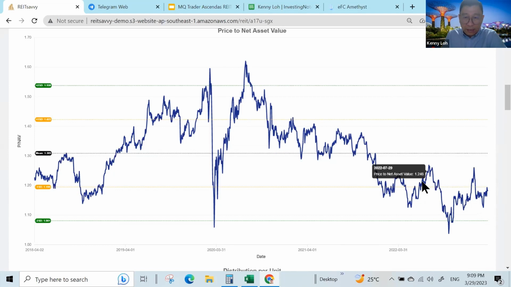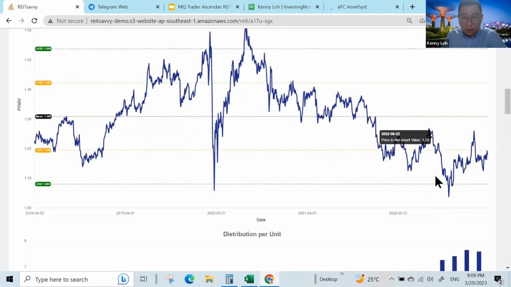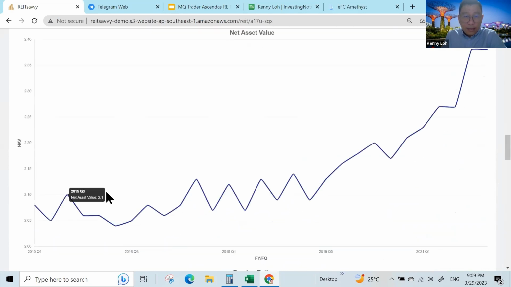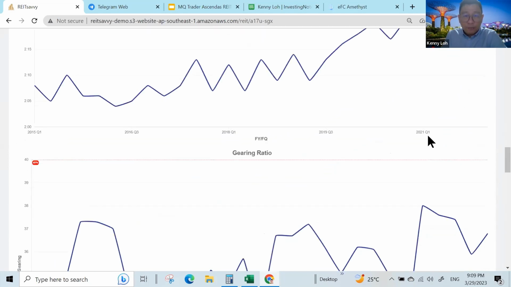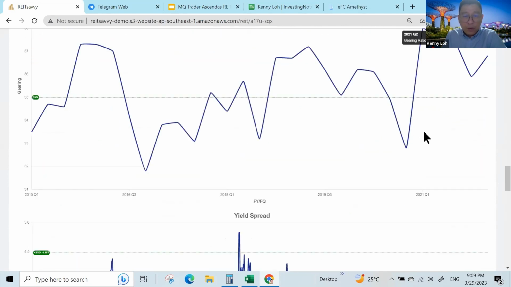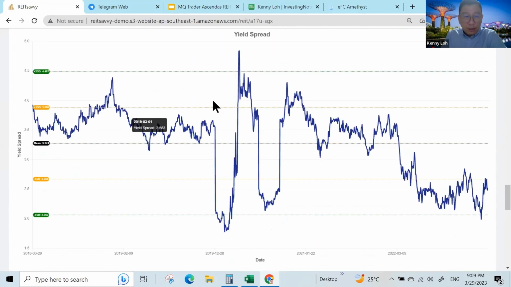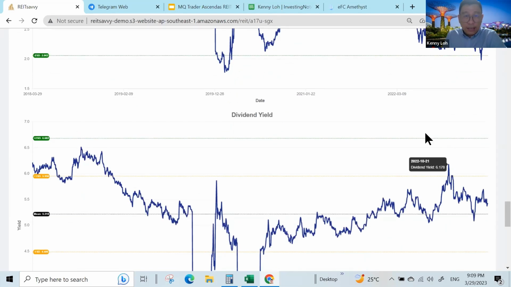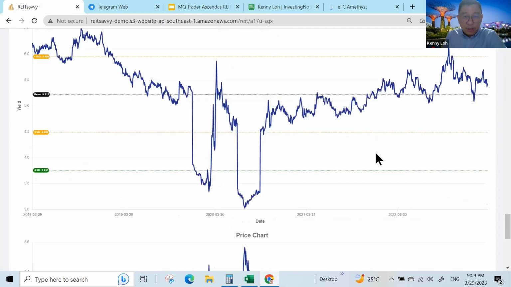Okay, so that is a very good opportunity for the investor to look into. At the same time, you look at the past history: dividend continues to go up, and the net asset value going up. Gearing ratio moving sideways, and the yield spread. Because the 10-year government bond yield continues to go up, the yield spread is not so attractive. But eventually the 10-year government bond yield has to come down because of the mean reversion and dividend yield, and so on and so forth.